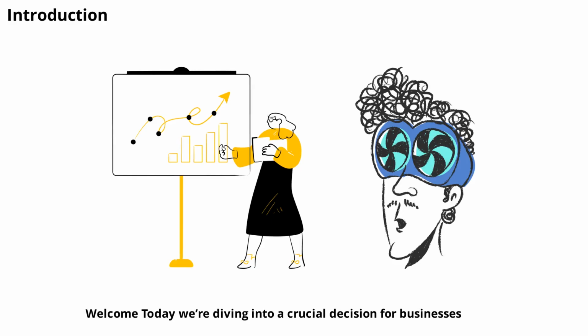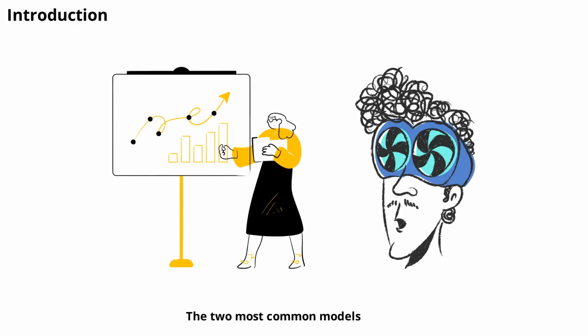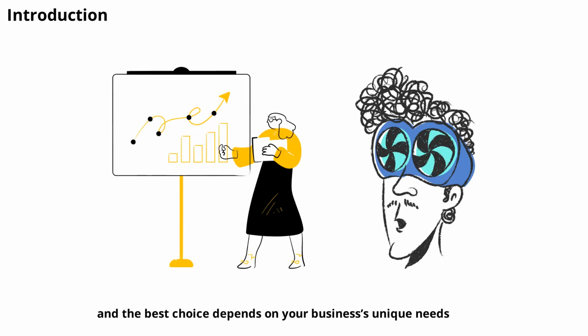Welcome. Today, we're diving into a crucial decision for businesses, choosing the right pricing model for warehouse management software. With so many options out there, it's easy to feel overwhelmed. The two most common models are per-seat pricing and usage-based pricing. Each comes with its own set of advantages and challenges, and the best choice depends on your business's unique needs.